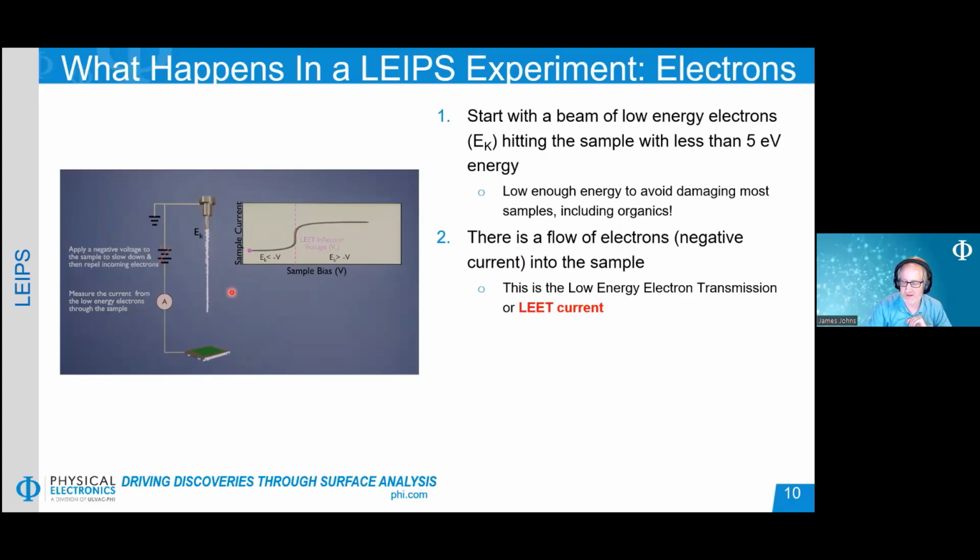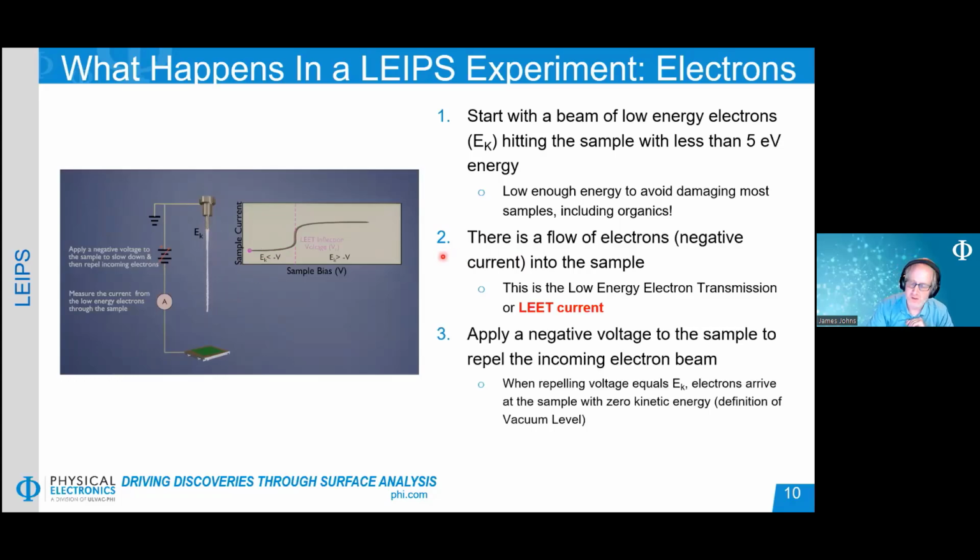So let me go over that again real quick. We have our electrons coming out with a fixed kinetic energy. They come into the sample. That creates a current, which we call the LEET, or the low energy electron transmission current. So it's the current that just gets transmitted through the sample. We measure that with an ammeter, and we apply a negative voltage to the sample that slows the electrons down.